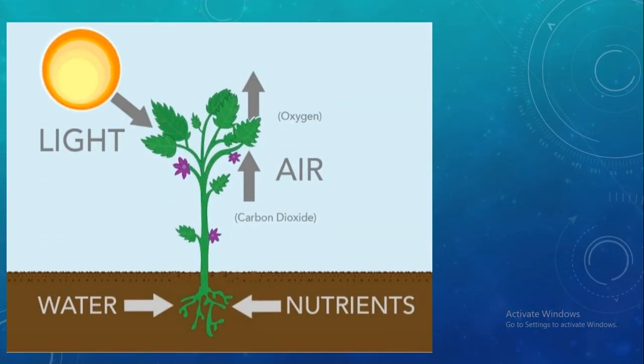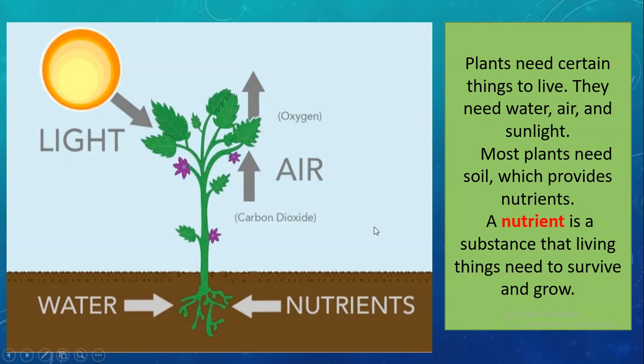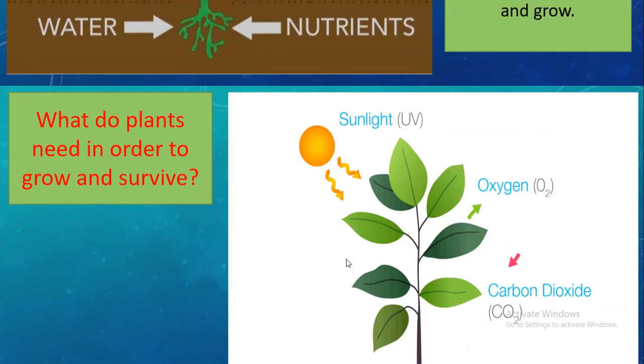Plants have needs. They need water, they need air, light, and soil. So again, plants need certain things to live. They need water, air, sunlight, and soil, which provides nutrients. What is a nutrient? A nutrient is a substance that living things need to survive and grow.